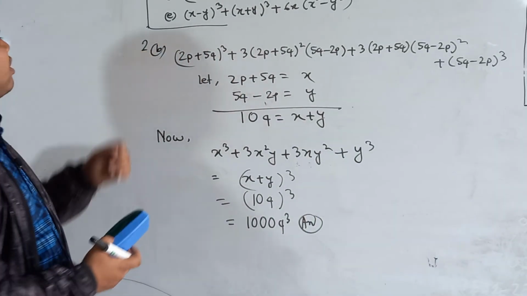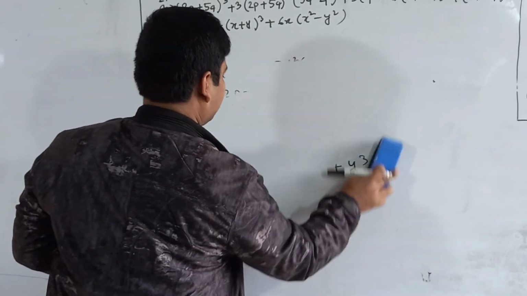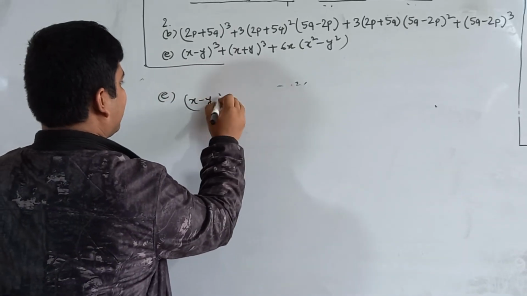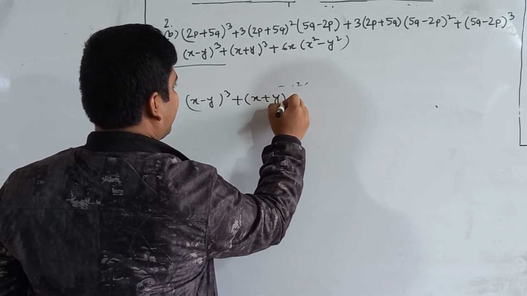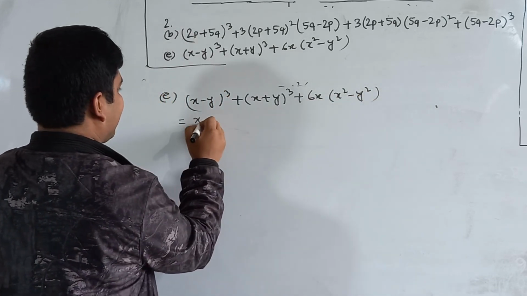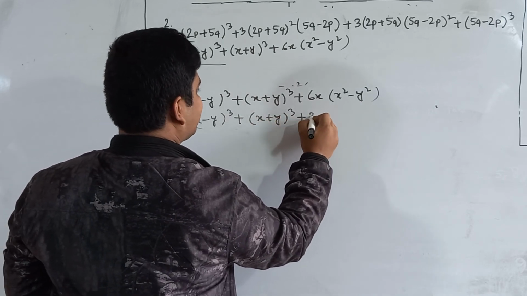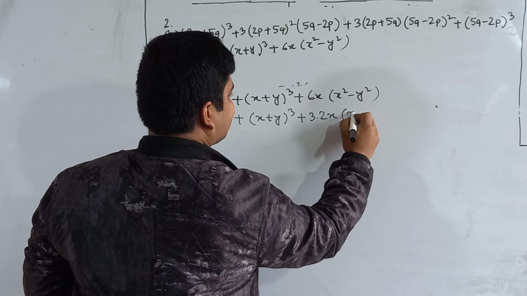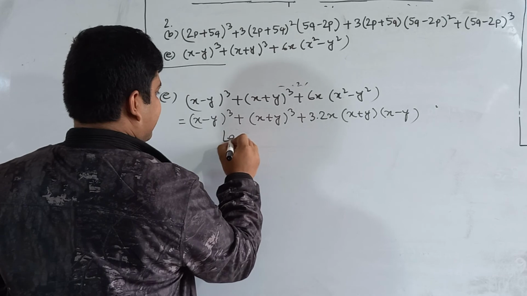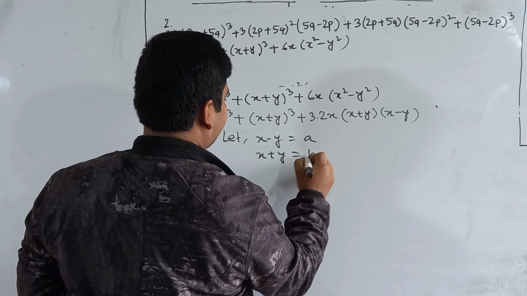Okay, next we shall solve question number E, and it is our last question. Question E is (x − y)³ + (x + y)³ + 6x(x² − y²). So from this we can write (x − y)³ + (x + y)³ + 3 into 2x, and it is written as (x + y)(x − y), right? Now we consider let x − y equal to a and x + y equal to b.